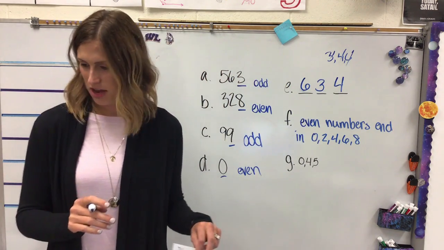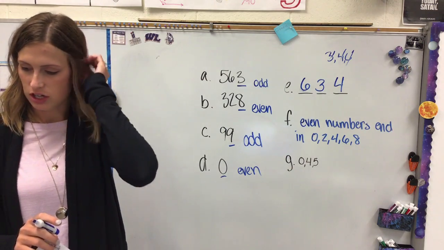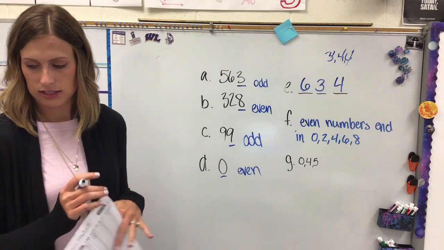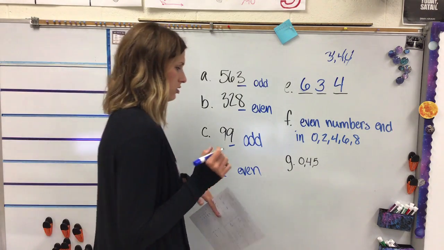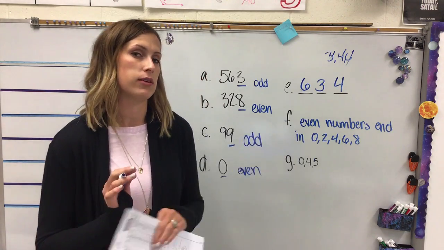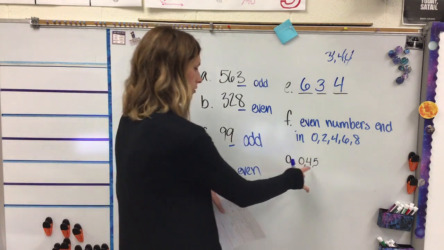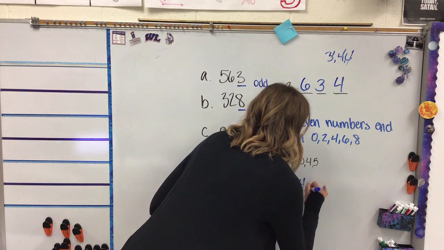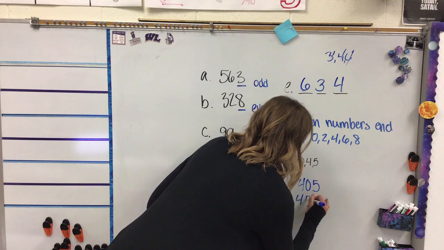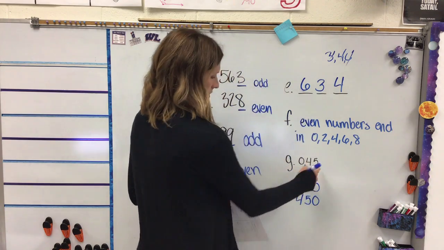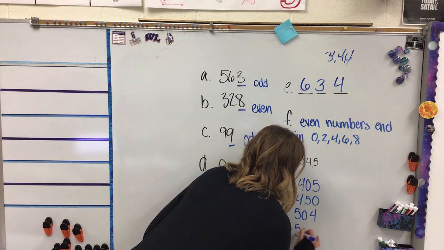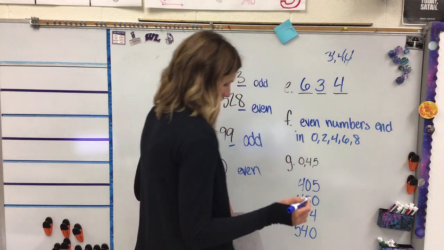And finally for G, G says write 3-digit numbers using 4, 0, and 5. List them in order and label them as even or odd. So we can't start with 0 because we can't have a 0 in the hundreds place and still have a 3-digit number. So we're going to have to start with 4. 4, 0, 5, then 4, 5, 0. Then let's start with our 5: 5, 0, 4, 5, 4, 0.